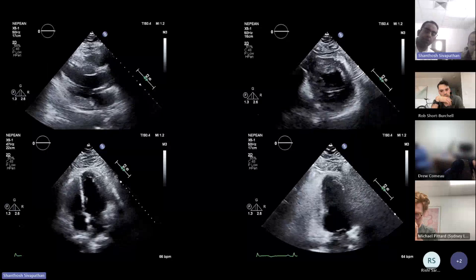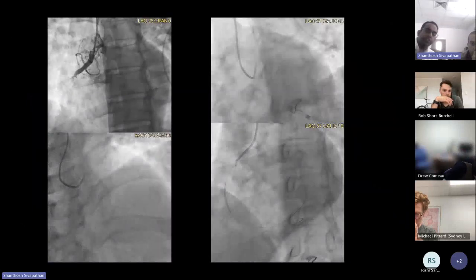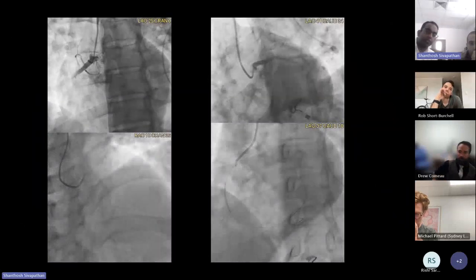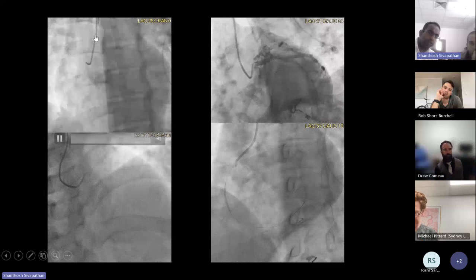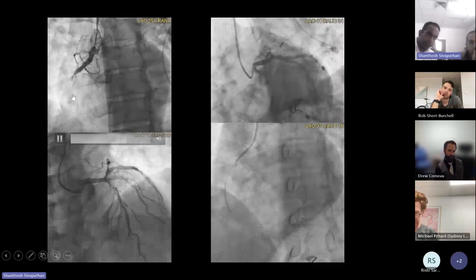Yeah, 100%. So this is a coronary angiogram of this patient, and what you can see is the catheter that's coming down. The right coronary is completely occluded, right?